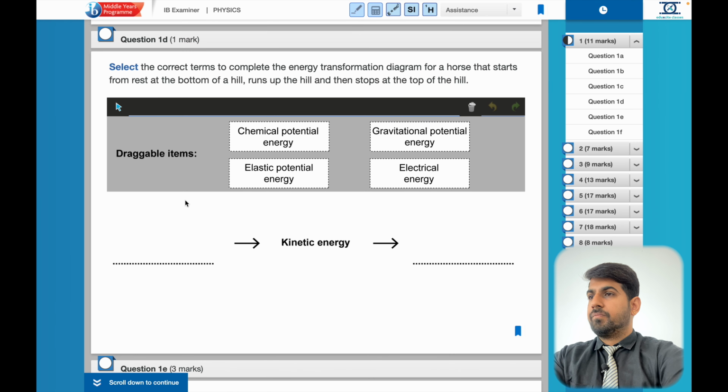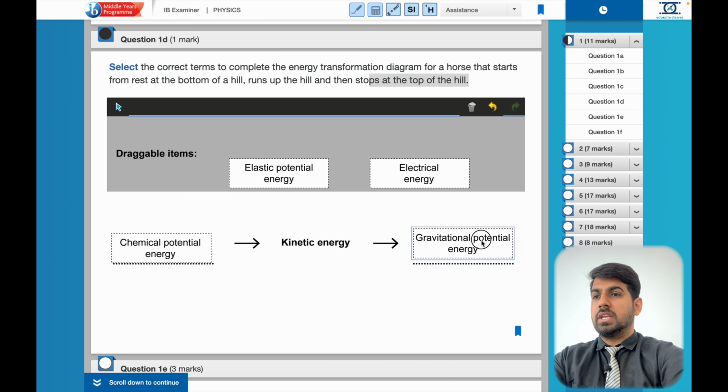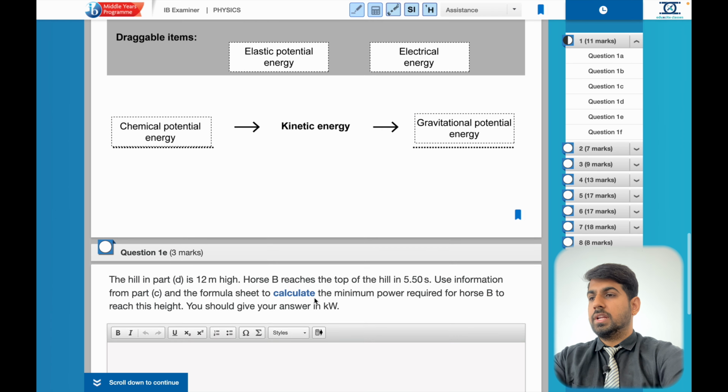Now 1D, select the correct terms to complete the energy transformation. For a horse that starts from rest at the bottom of the hill and runs up the hill and then stops at the top of the hill. So it is already given in between that kinetic energy is there. Okay, so first you can write down chemical potential energy, which is stored in the form of our body, that converted into kinetic, and as it is rising up, so that will be gaining the gravitational potential energy. Okay, so this will be the answer for 1D.